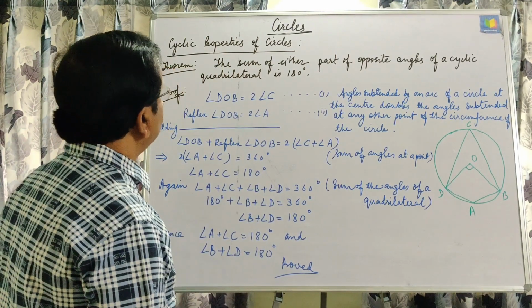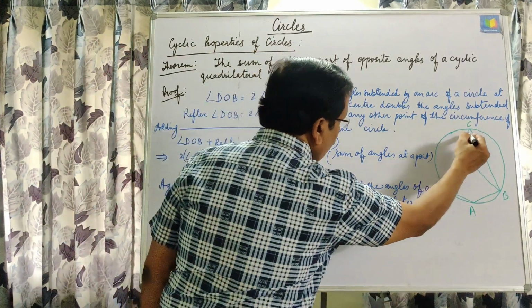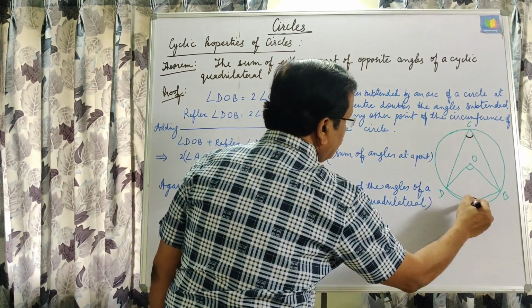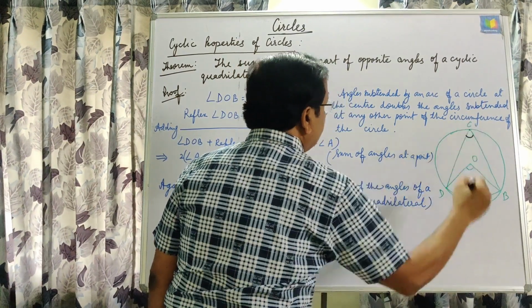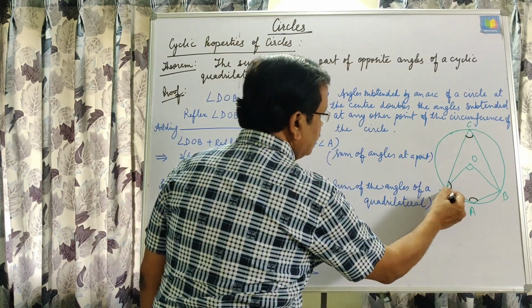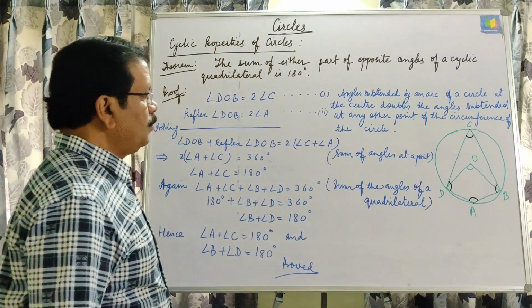Here is the first theorem related to the cyclic quadrilateral: the sum of either pair of opposite angles of a cyclic quadrilateral is 180 degrees, meaning the sum of opposite angles. See here this angle and this angle, the sum of angle A plus angle C will be 180 degrees. In the same way, the sum of this angle plus this angle will be 180 degrees. This is what we have to prove.